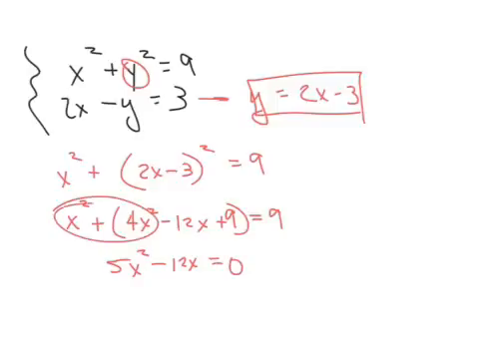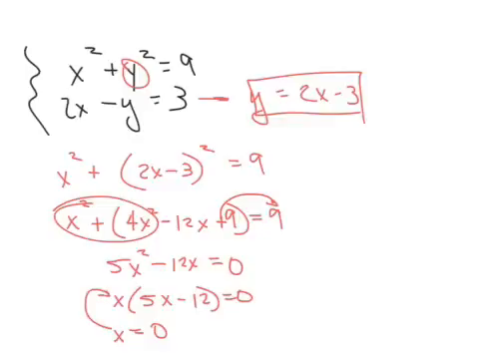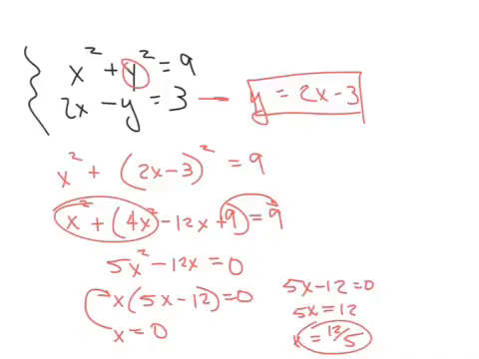Okay, so I added these two, subtracted that from both sides, and got 0. I'm going to factor out an x. And x equals 0 right here, or x equals 12 over 5. So those are my two x values.